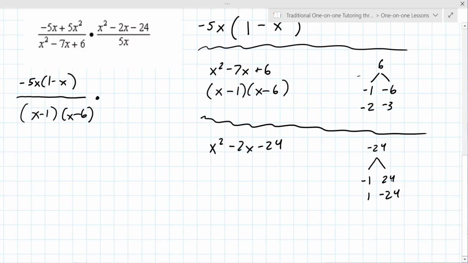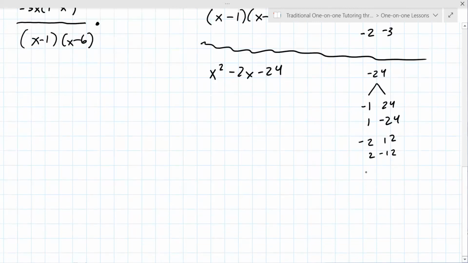So yeah, they're both here, like they're the same, but the sign is in a different place. And then there's -2 and 12, 2 and -12. And this list actually goes on for a while here. -3 and 8, 3 and -8, -4 and 6, 4 and -6.